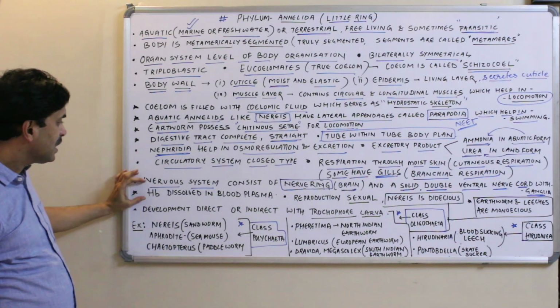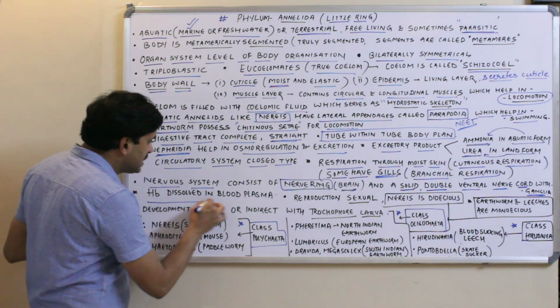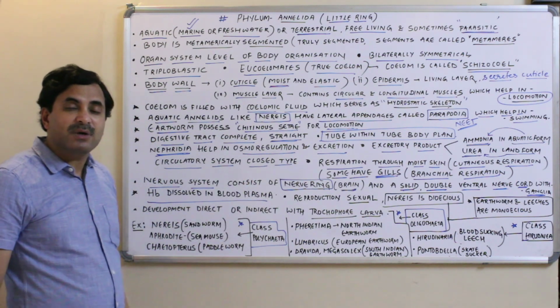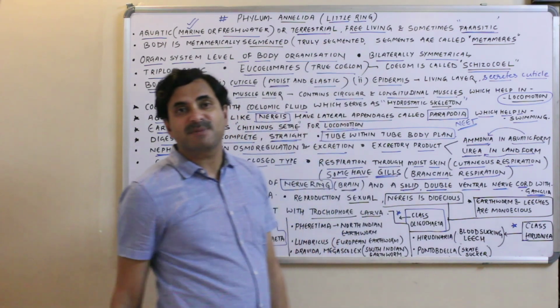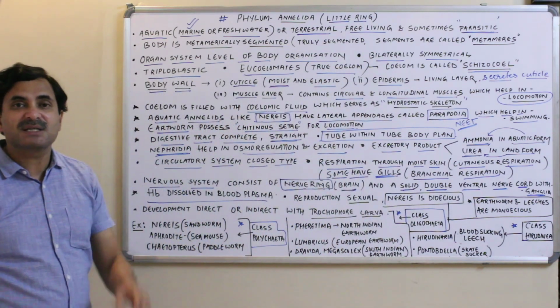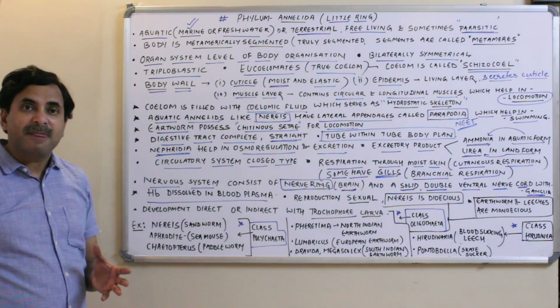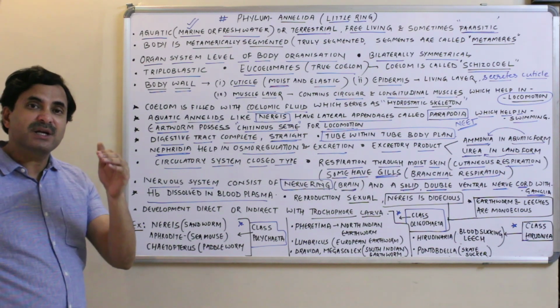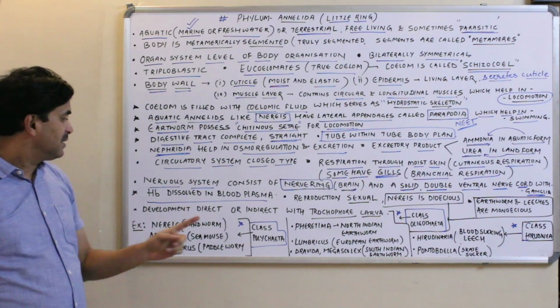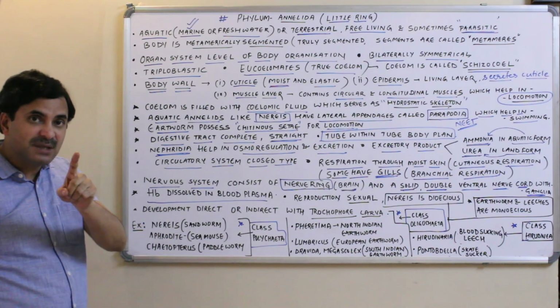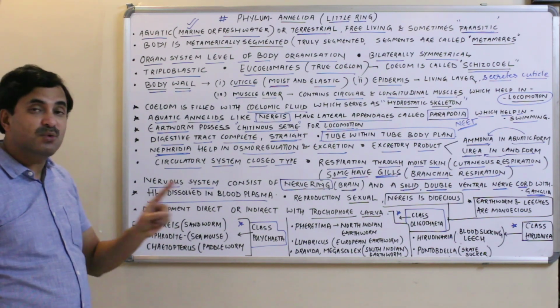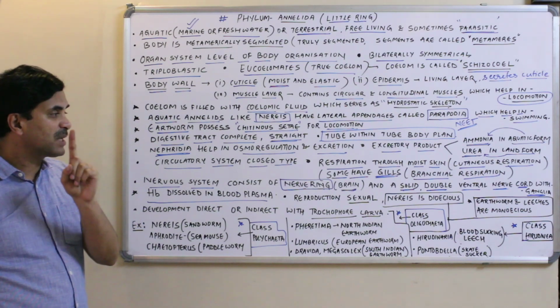Okay. Now hemoglobin is dissolved in blood plasma. In the higher organisms, you see that RBC is present. If we talk about human beings and mammals, they have RBC, and the hemoglobin is found inside the RBC. But here they don't have RBC. So RBC is absent, but hemoglobin is found, and it is dissolved in blood plasma.